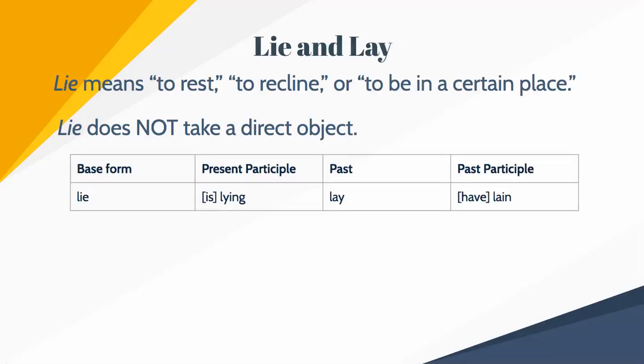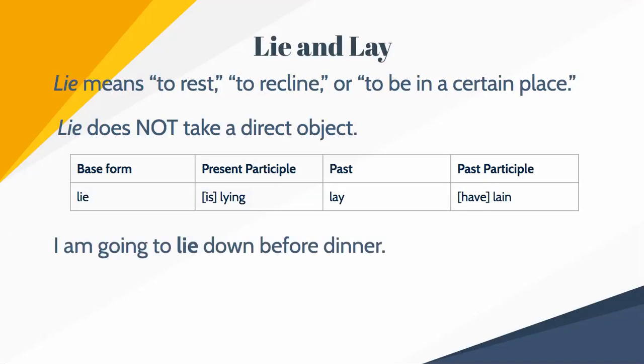Here are your 4 principal parts of the verb lie, worth memorizing, because another place people get confused, especially with lie and lay, isn't just in knowing which base form to use. They don't remember what the present, past, and past participles are, so it causes even bigger problems. The base form of lie is lie, obviously. The present participle is lying. The past form is lay, and the past participle is have lain.